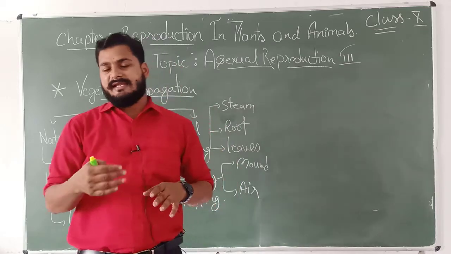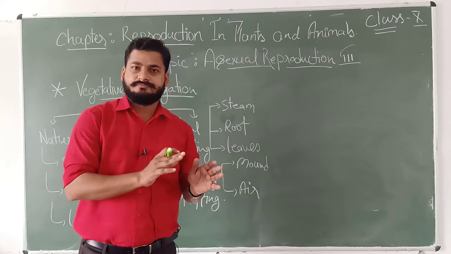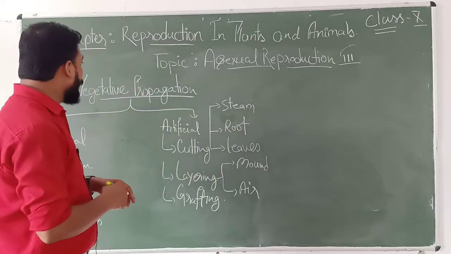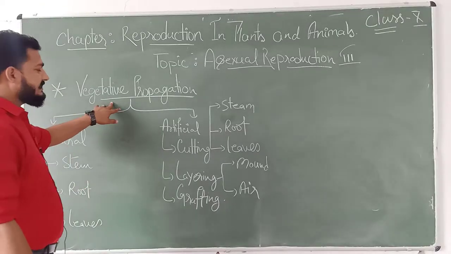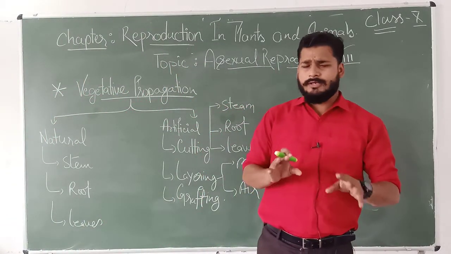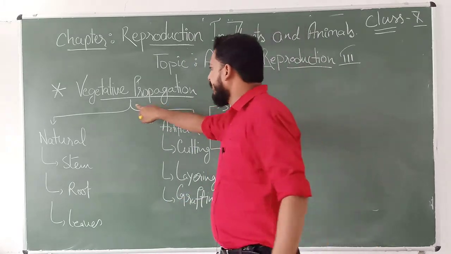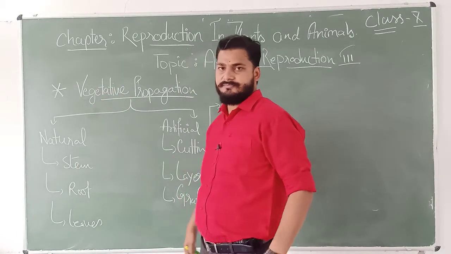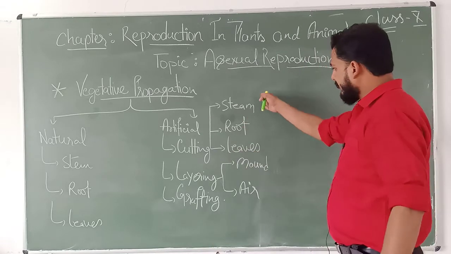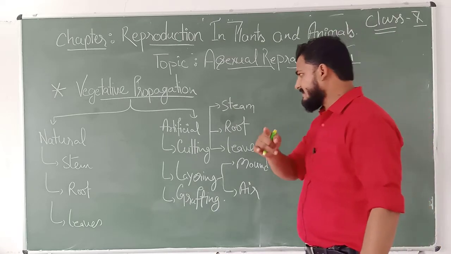Till now, in the first and second video of asexual reproduction, we talked about lower organisms, generally single cellular ones. But now we are going to talk about basically plants. Here in vegetative propagation, we shall be talking about plants only. So, we are going to develop something from the vegetative part of the plant. So first see the classification, and then according to this classification system I will be explaining each one on this side. Let's start.